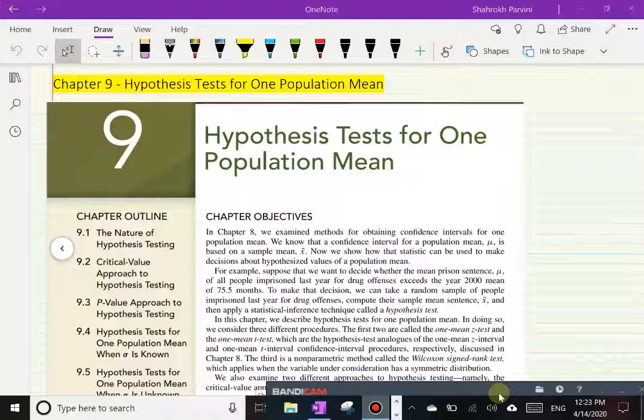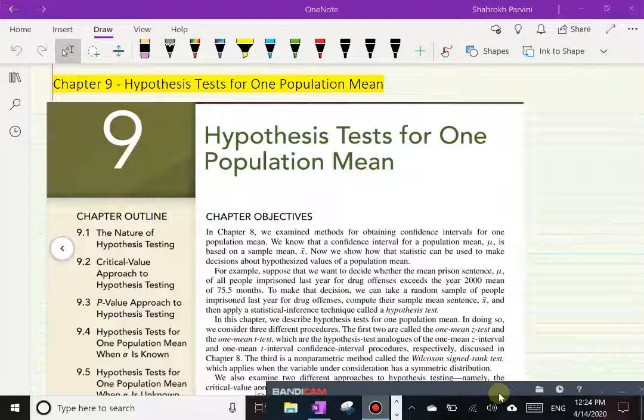Now hypothesis tests are very prevalent in research, and they sit at the heart of any research. So by the time we get through chapter 9, we'll have a fairly decent understanding of what is a hypothesis and how do we go about testing it, what's the logic of it, and what is the mathematics behind it.